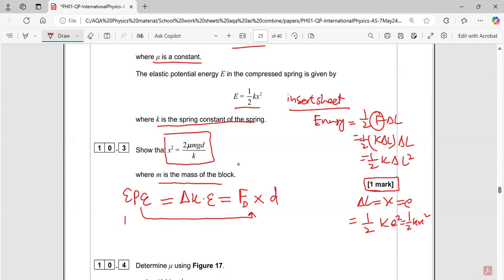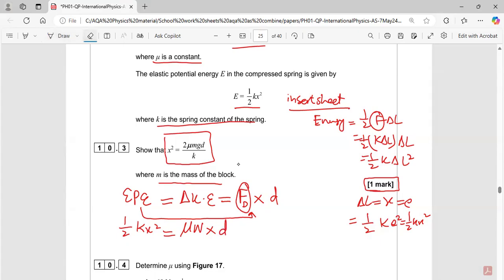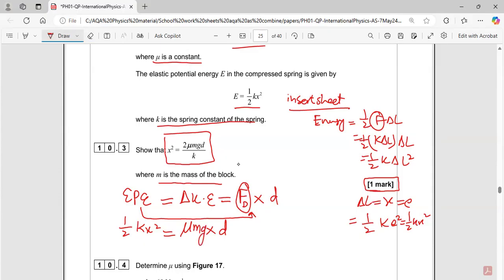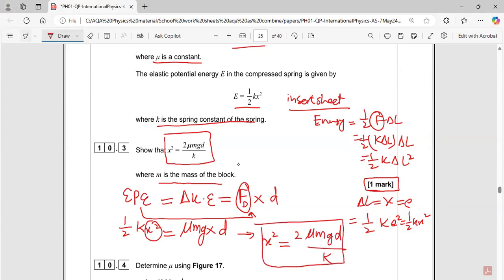So we can say elastic potential energy is half kx square, and this is F, and F's value is given over there, which is mu W. So this is mu W into D. And at place of W, you can write mg. This is the trick over here, right? And now you have to make x square the subject. Only keep x square over there and shift the others to the other side. So this is 2 mu mgd over k. So see, we got the answer just by doing one step.